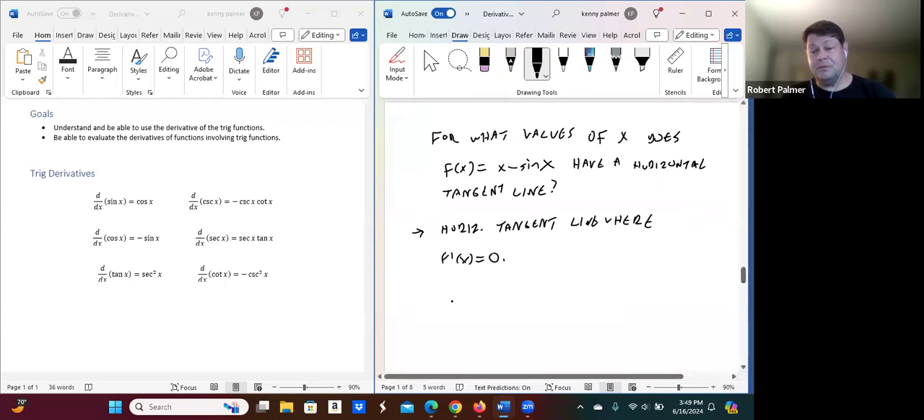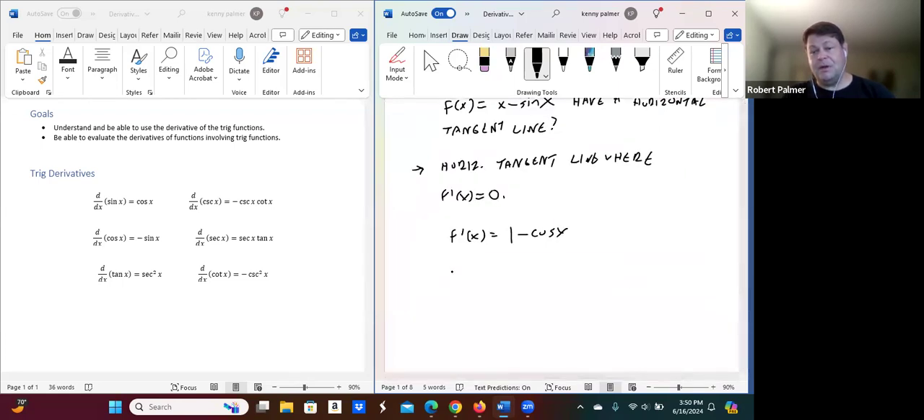So first, let's find f prime. Okay. And so x minus sine of x, we did something like this just a moment ago. So the derivative of x is, remember, just 1, minus the derivative of sine, which is cosine. So 1 minus cosine of x. Okay. Now what we need to do is solve. I want to see whether it's equal to 0. So solve 1 minus cosine of x is equal to 0.